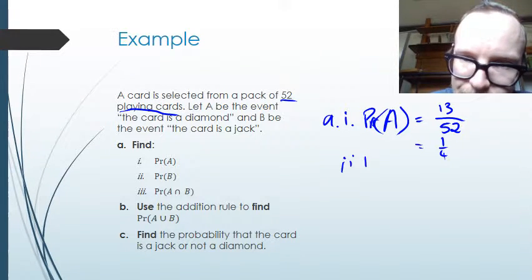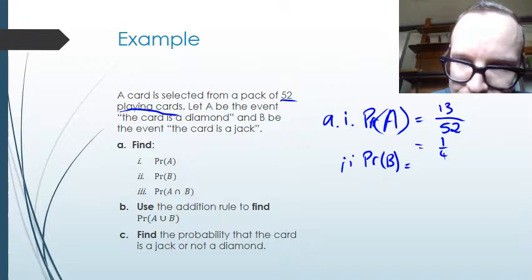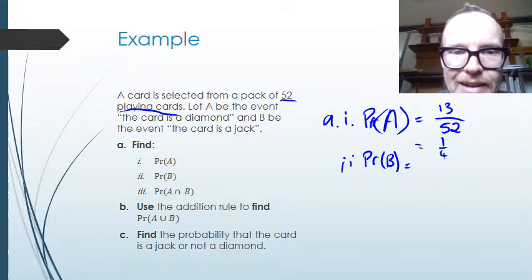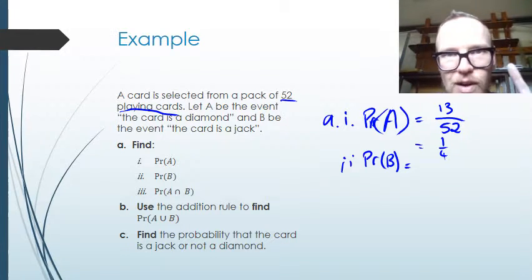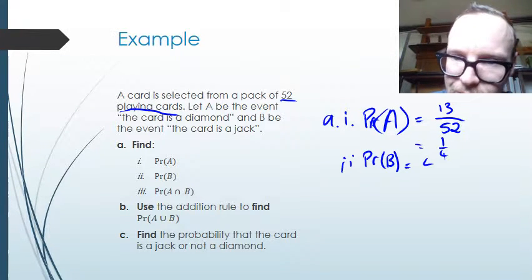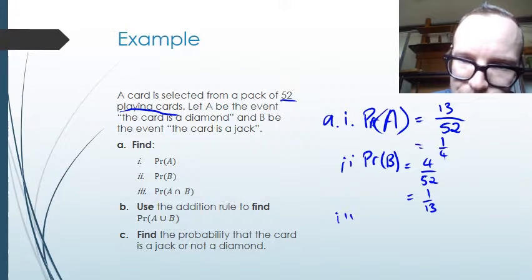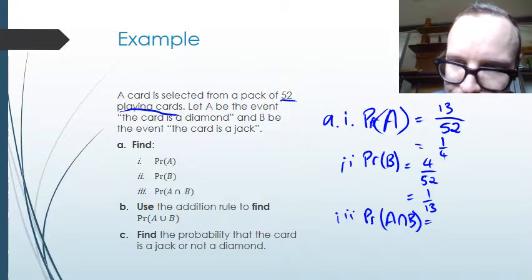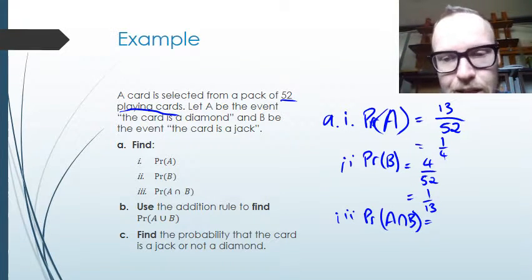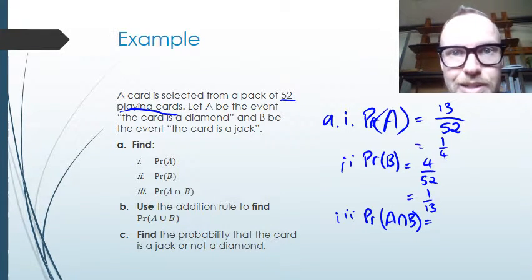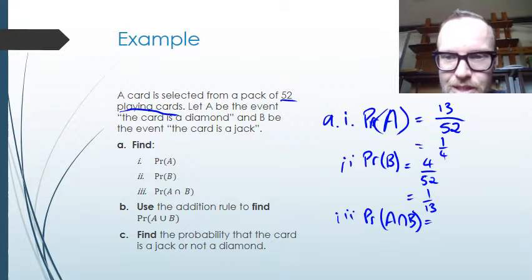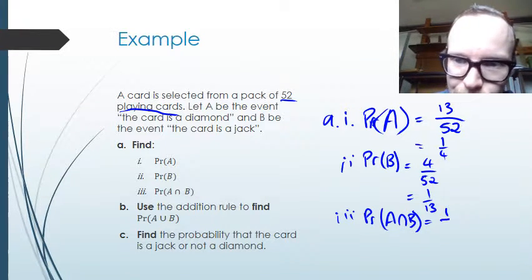Now we're looking for the probability of B, that the card is a jack. There are 4 jacks in the deck of cards, one for each of the suits. So we have a probability of 4 out of 52 total cards. That's 1/13. Lastly, we're asked for the probability that it is both a jack and a diamond. There is 1 jack of diamonds in the whole pack, so it's going to be 1 out of the 52.